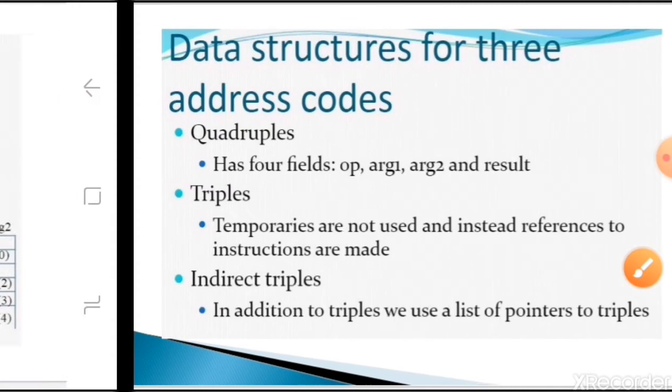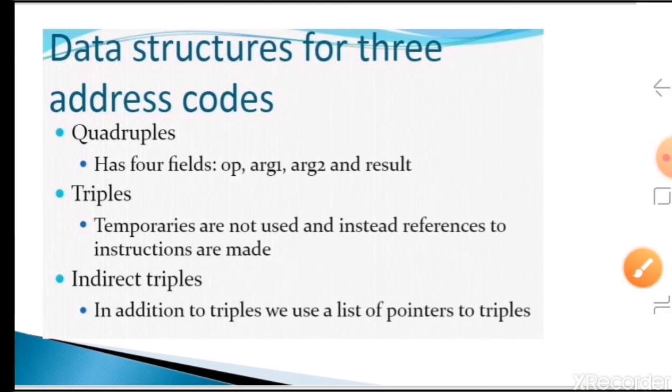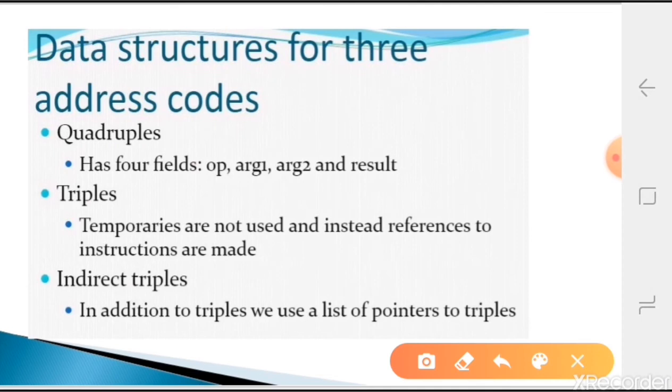To implement that, we have three data structures. The first one is called quadruples, the second one is triples, and the third one is indirect triples. Here, the first one, quadruples, has four fields: the first is operation, the second is argument, the third is argument, and the fourth is result.